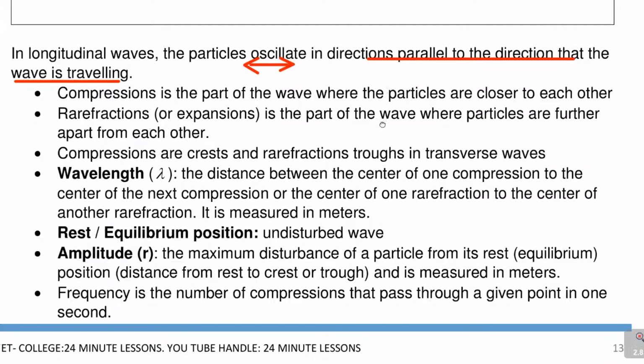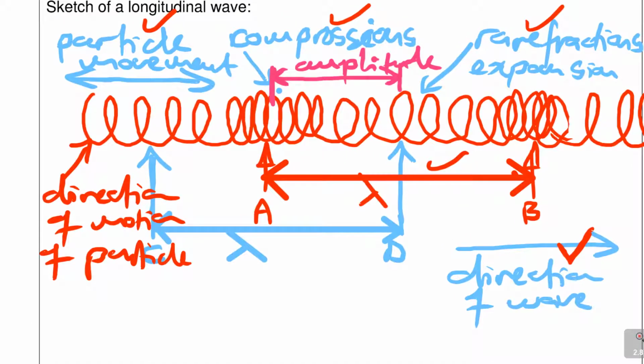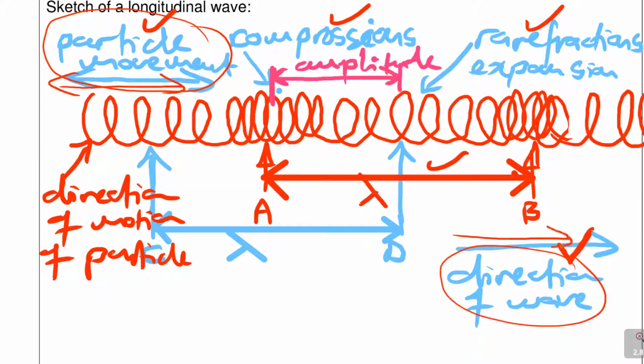That is very important, because that's what we show. We said the particles are moving. This is the movement of particles, which is horizontal, you see, and the direction of the wave, which is also horizontal. So you can say that there is a parallel part.